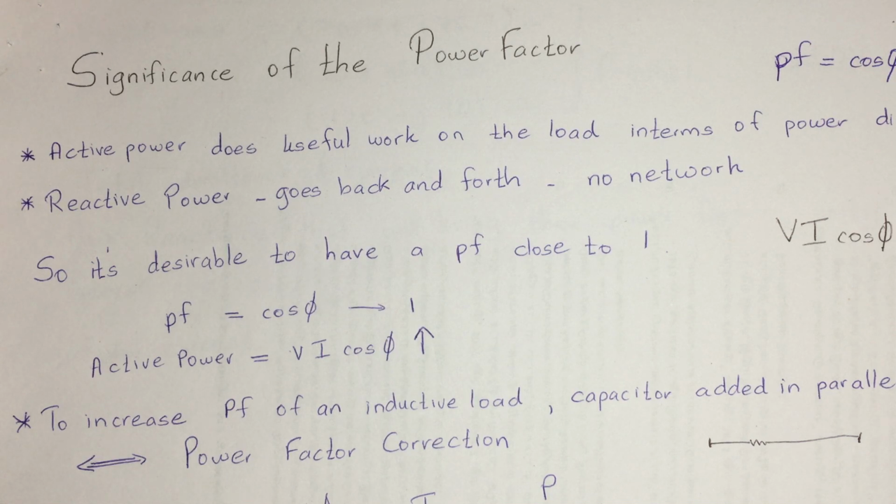The first reason is this: let's say there's an inductive load, which simply means the cos phi is going to be lesser, because when there is an inductive load, we have learned that the phase angle phi would be higher, which shows that the cos phi would be lower. So to increase the power factor of an inductive load, we should add a capacitor in parallel. Some might doubt why we can't add the capacitor in series. Yes, you can add it, but there's a little problem. We are going to discuss that in a few minutes.